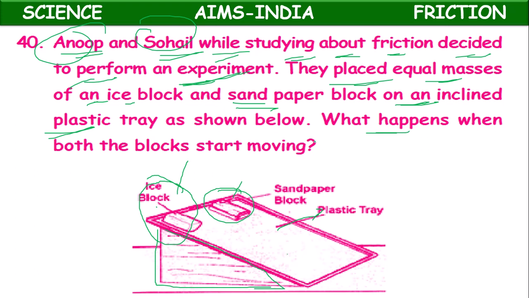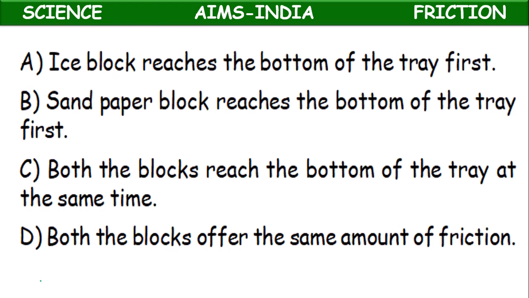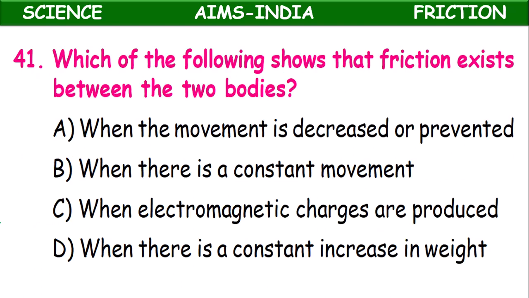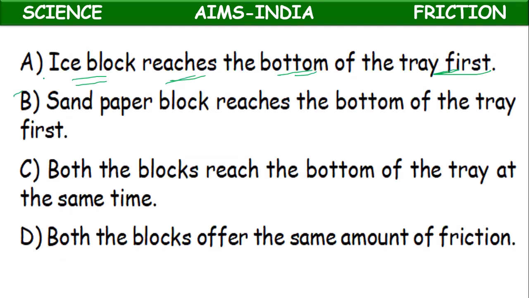What happens when both the blocks start moving? When both the blocks start moving, ice will produce less friction compared to the sandpaper. So ice will reach the bottom of the inclined plane first. So the ice block reaches the bottom of the tray first. So option A is correct.